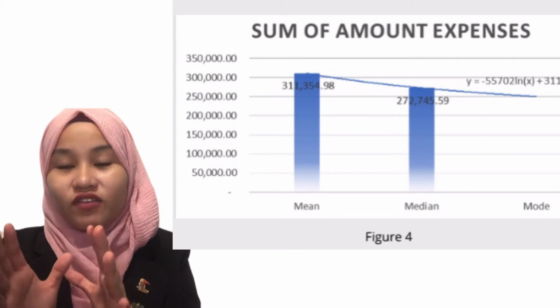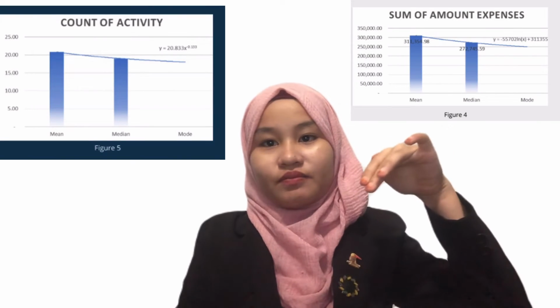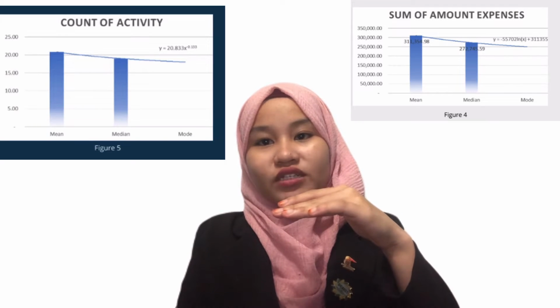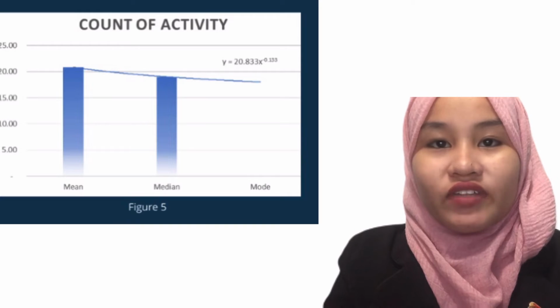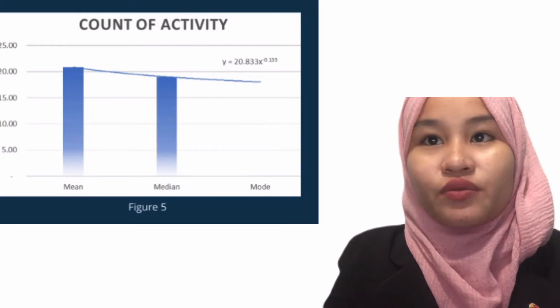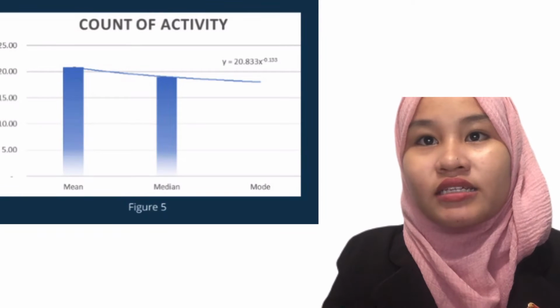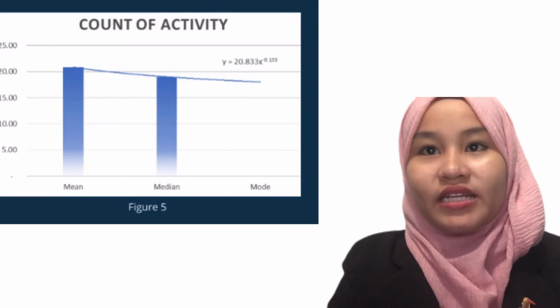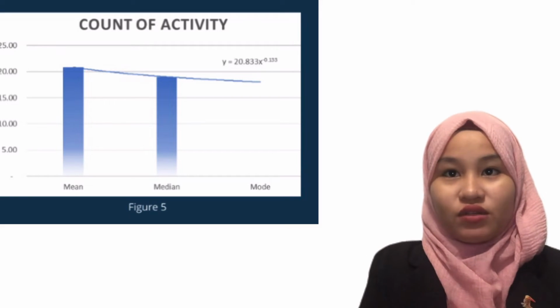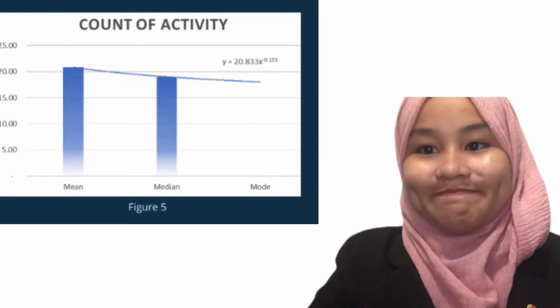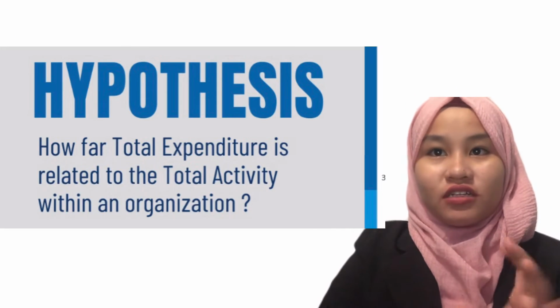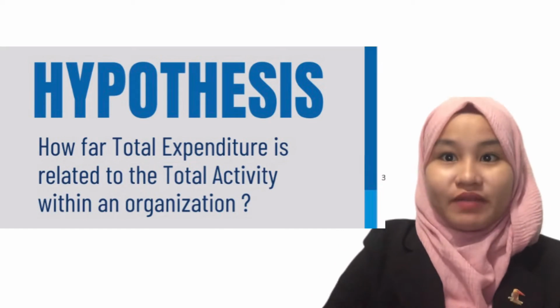So why positively skewed? It is because the graph is skewed to the right. For the count of activities graph, we can see that the skewness is 1.24, which is more than 1, meaning that it is a high degree of skewness, and the data also has a positively skewed distribution.